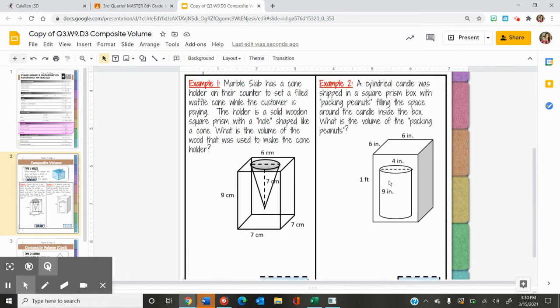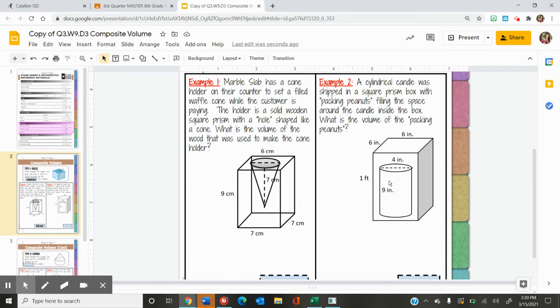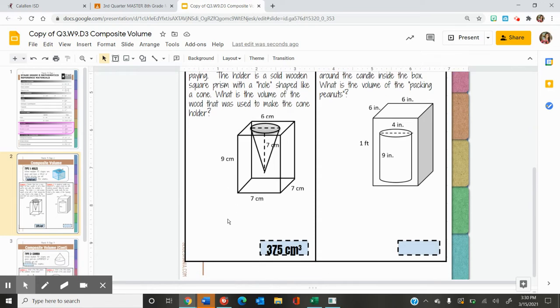So example 2 says, a cylindrical candle was shipped in a square prism box with packing peanuts filling the space around the candle inside the box. What is the volume of the packing peanuts? So here I have my box. This candle takes up this amount of space. So my goal is to find out how much space is available without the candle, which would be able to have those packing peanuts in it.